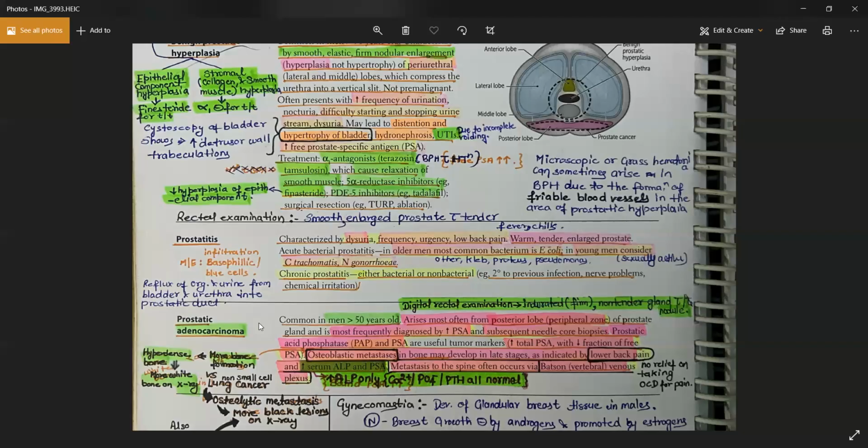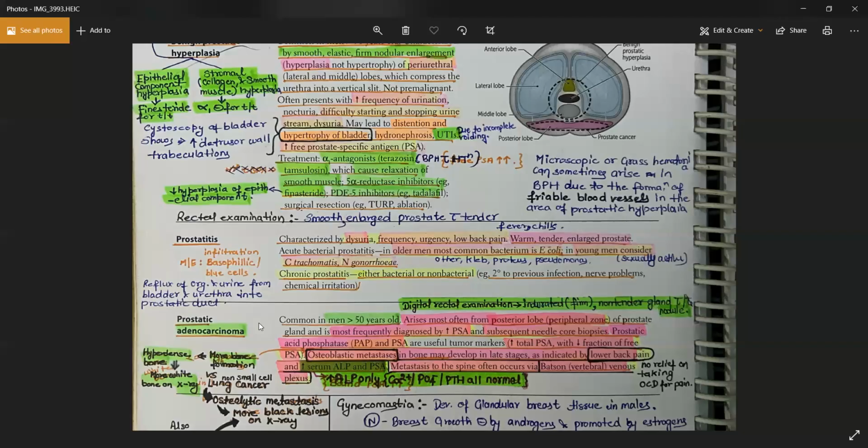Now tell me, in order to check for the TNM staging, where should I perform the lymph node dissection? To check whether the tumor has metastasized or not, where should I perform the lymph node dissection in case of prostatic adenocarcinoma? External and internal iliac lymph nodes. Iliac lymph nodes, good. So that's where you perform the biopsy.